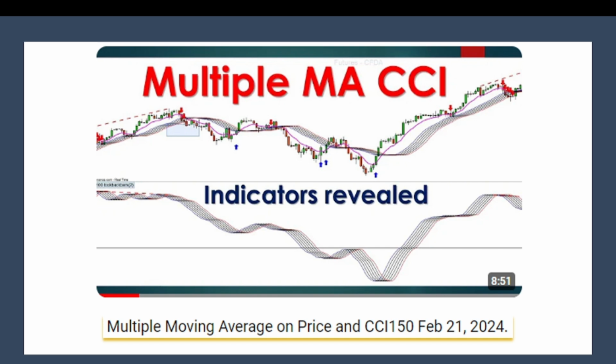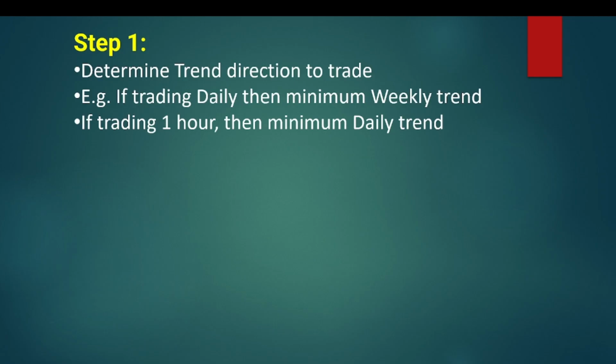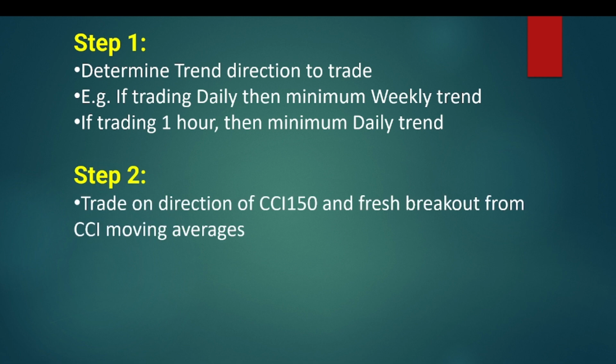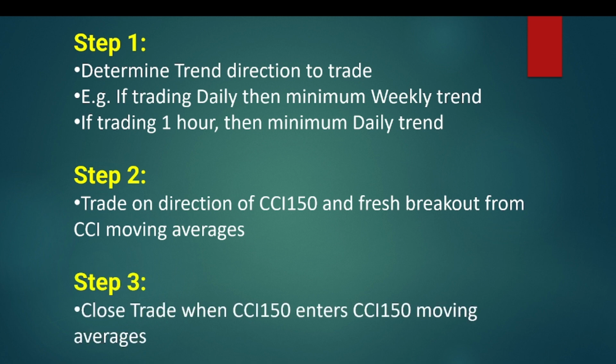So let's get started. There's a 3-step process to trading. Step number 1, determine the trend direction to trade. For example, if you're trading on the daily, then a minimum weekly trend should be followed. Or if you're trading on the intraday, like the 1 hour, then the minimum trend you should be trading is on the daily time frame. Step 2, trade in the direction of the CCI 150 and look for a fresh breakout from the CCI moving averages. And lastly, step 3, close a trade when the CCI 150 enters the CCI 150 moving average range.